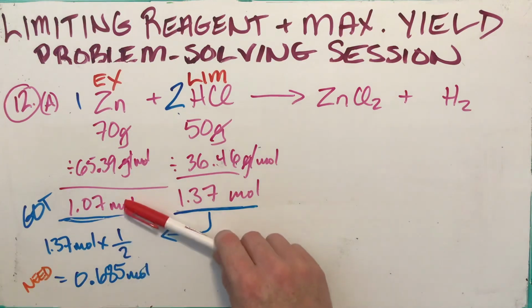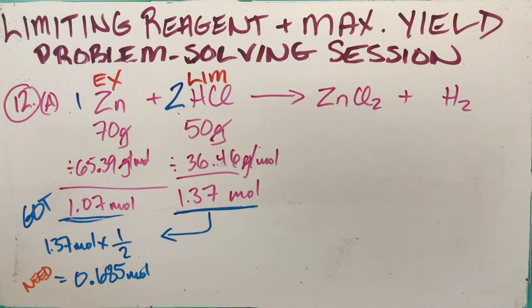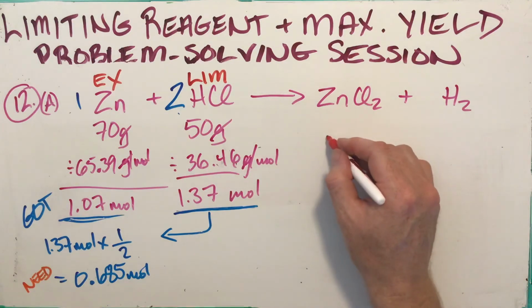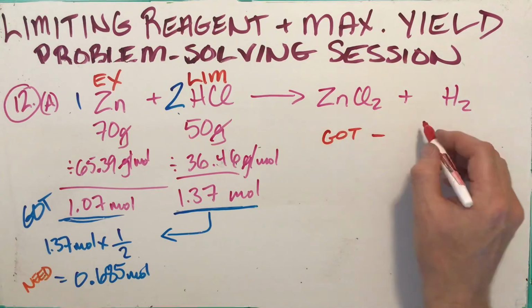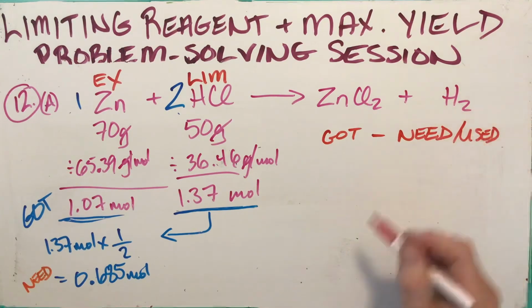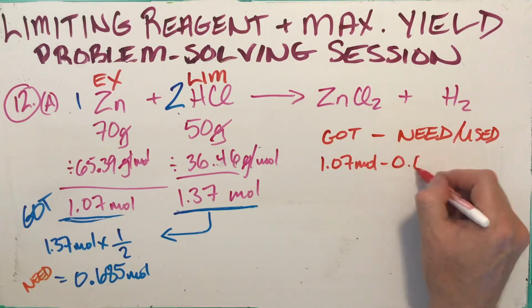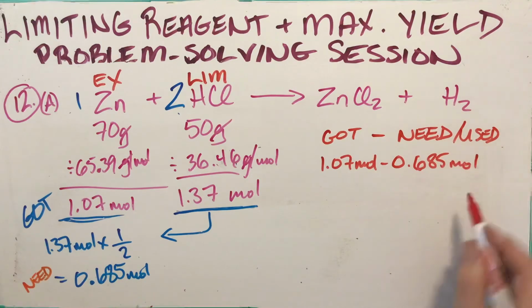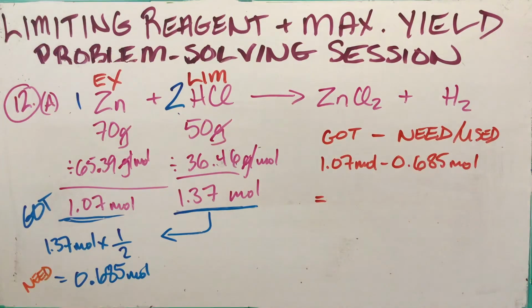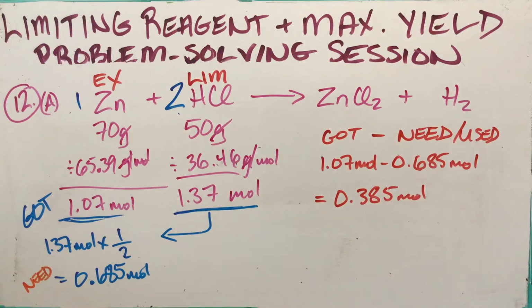So now I'm going to take this number, what I started with, how much I have, and subtract what I needed. So I'll do that over here. So I'm going to do got minus needed, or used up. And I have 1.07 moles of the zinc. I'm going to subtract the 0.685 moles that will be used up. And this will be the amount that is left over, which is 0.385 moles. And then I have to get the mass of it.